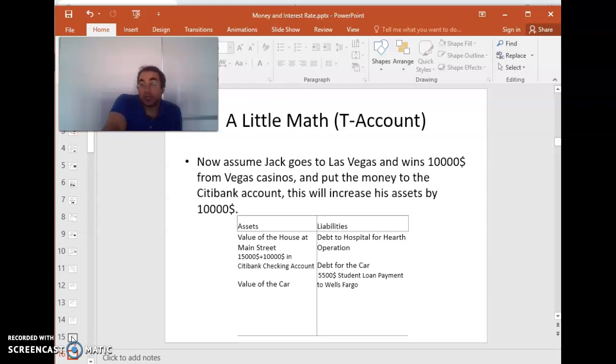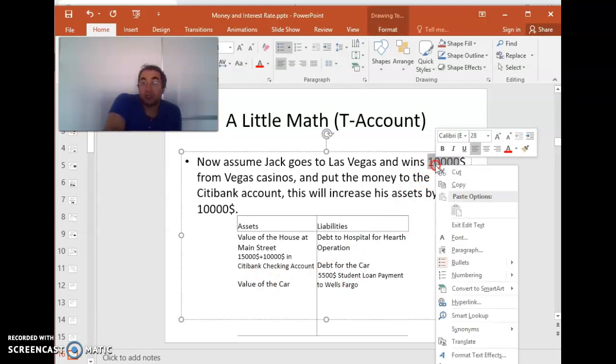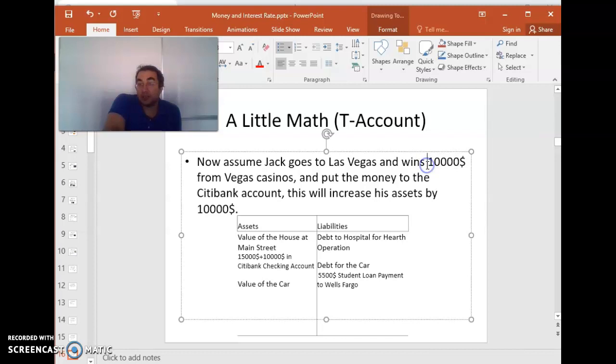Well, he goes to Las Vegas. Actually, this is a more interesting thing, and he wins $10,000. That's additional to the money he puts. Since this $10,000 doesn't come with any debt, it will be directly added only to the assets, not to the liability of Jack. So to the initial $1,500 checking account money, now we have an additional $10,000.